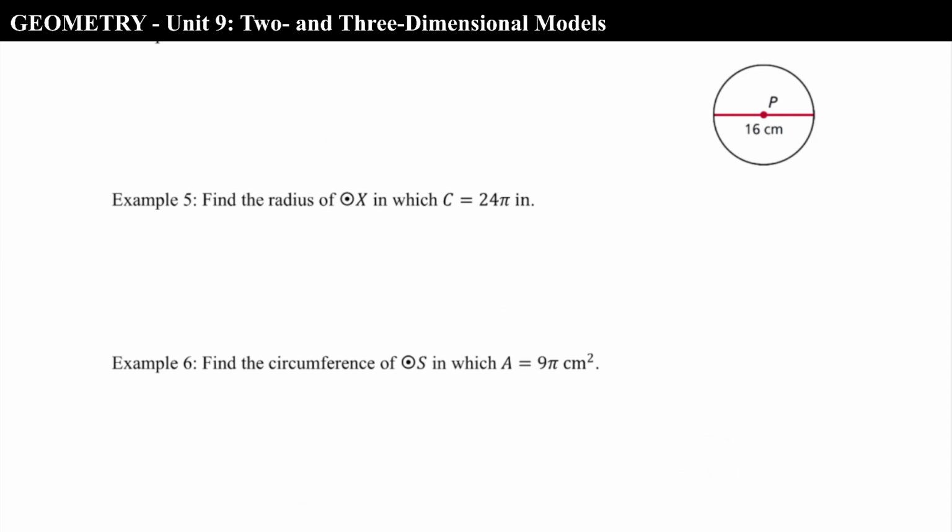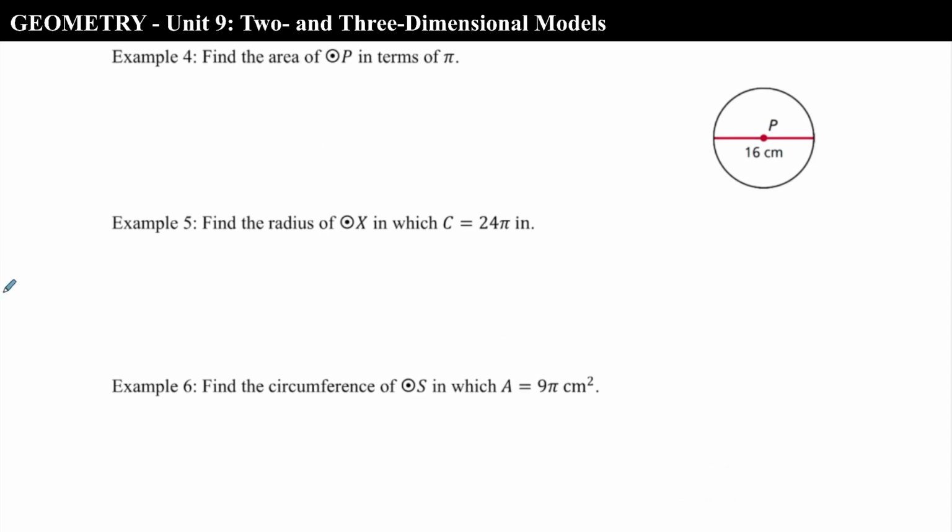So in example 4 here, let's find the area of circle P in terms of pi. Well, area is pi r squared. So we're going to have pi times r. Well, r is not 16, that's the diameter, so you have to take half of 16 to get the radius, which is 8. And so 8 squared is going to give us 64. So we have 64 pi centimeters squared. It did ask for our answer in terms of pi, so we're done.